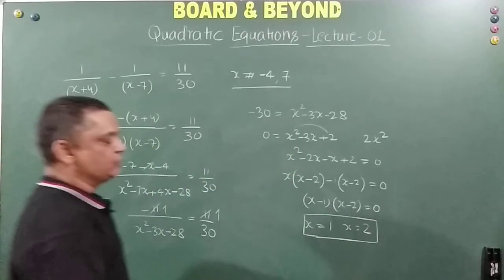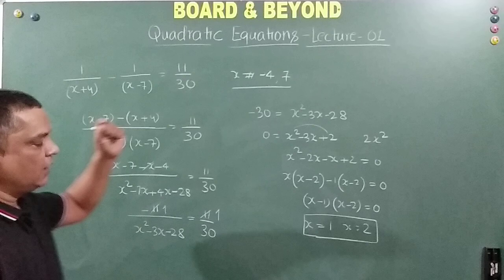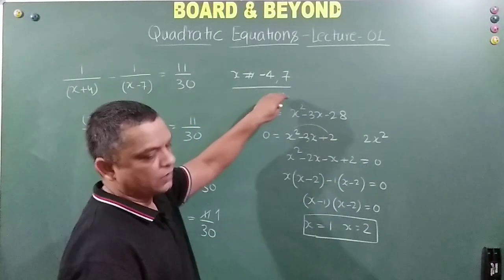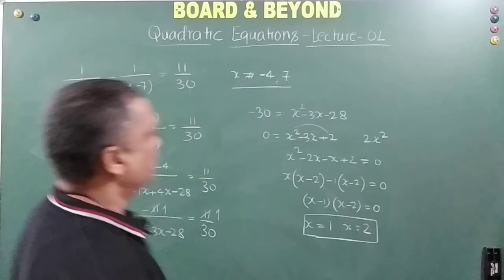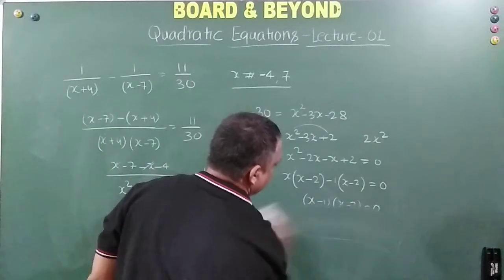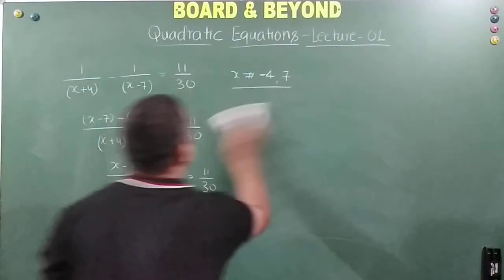So friends, this is the solution for us. Either x is equal to 1 or x is equal to 2. You see, x is not equal to minus 4 and 7. Right friends? So let's move on to the next problem.